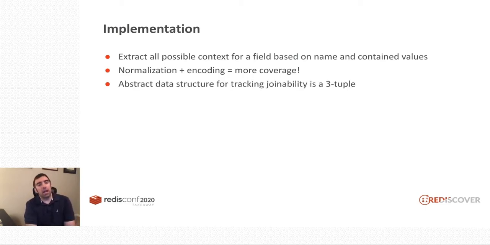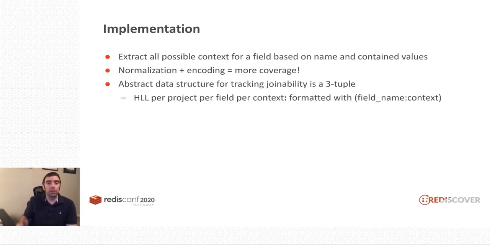And then finally, the high-level abstract data structure that we are tracking for joinability becomes a 3-tuple. And I'll walk through how we compute that abstract 3-tuple here. So what we do, we have this notion of a project. A project is like a stream, just like a repo in GitHub. And so what we do is we maintain a HyperLogLog per project, per field, per context. And this is formatted by the field name and the context itself.